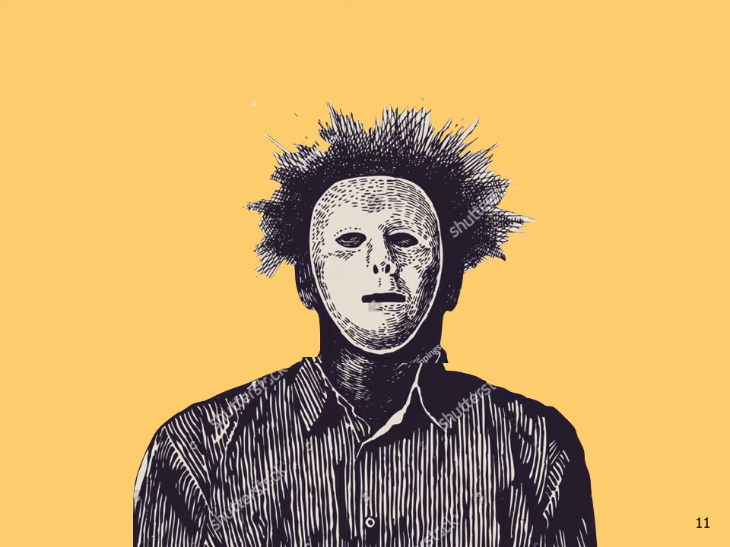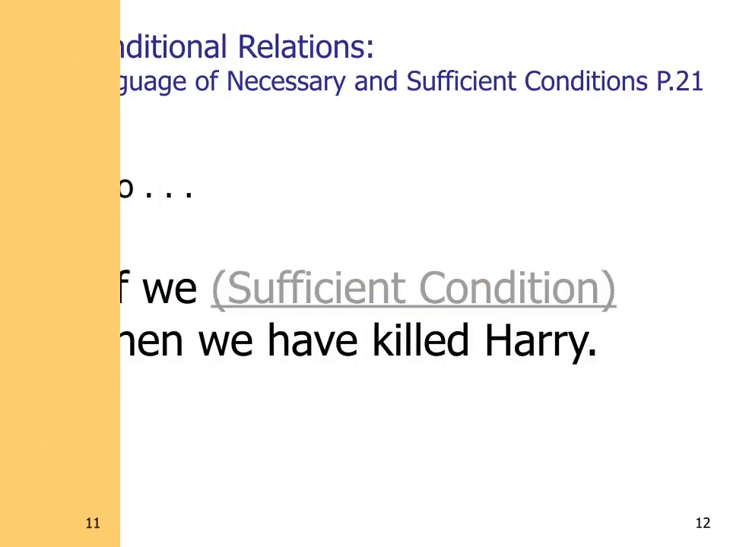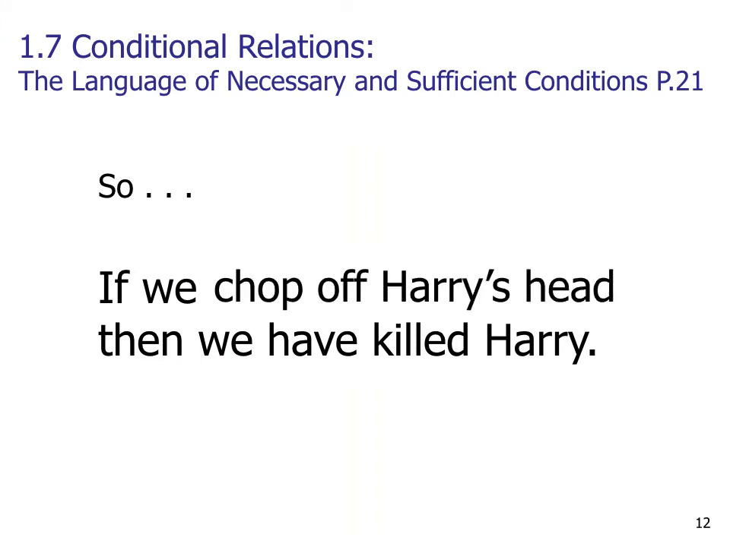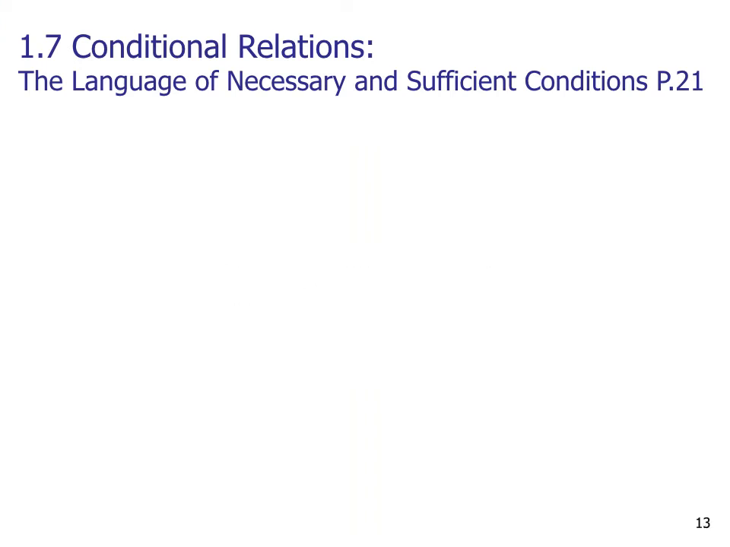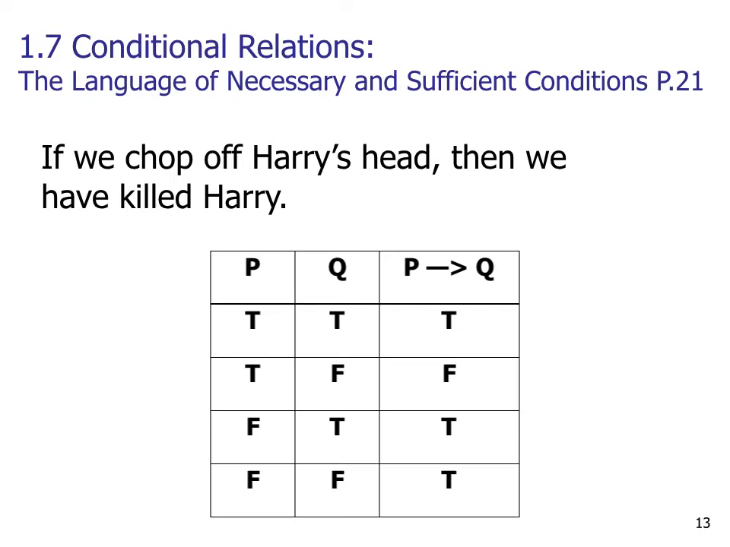So does anybody know what would make it the case that we have killed Harry? I'm going to go with chopping off his head. So we can say if we chop off Harry's head, then we've killed Harry. And what we want to check for, are there any instances where it's true that we chopped off his head and it's false that we've killed him? No? Then we have found our sufficient condition.